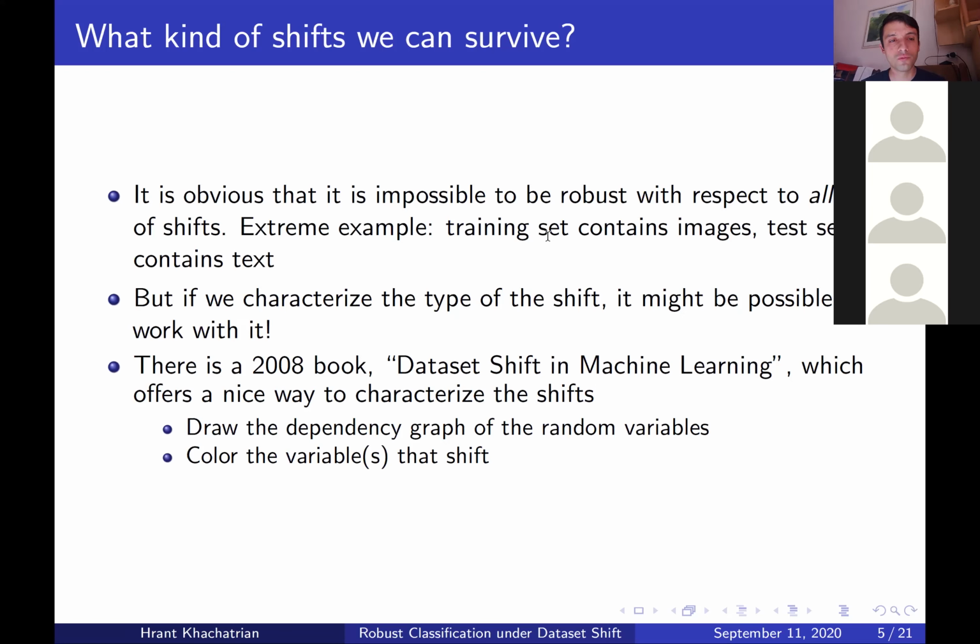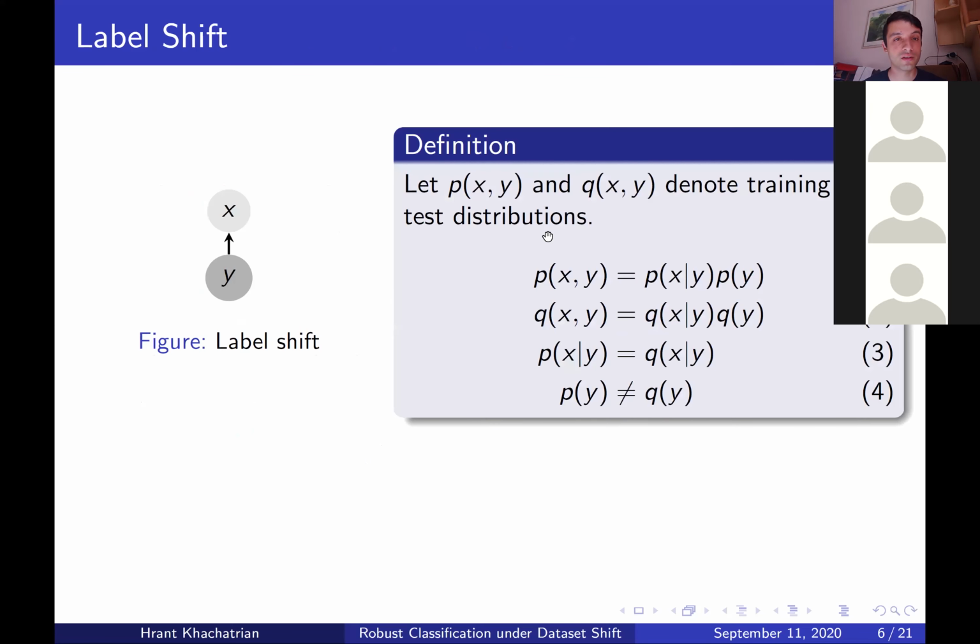There is a book we found, from 2008. It's called Dataset Shift in Machine Learning. It describes many types of dataset shift, but the best thing I like there was the way they suggest to characterize the shift. They say, let's draw the dependency graph of the random variables and let's color the variables that produce this shift. Let me give an example.